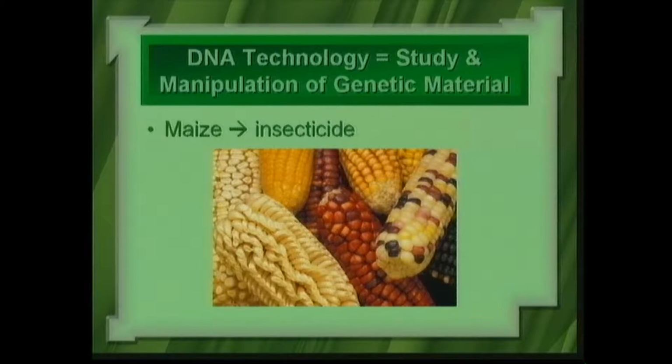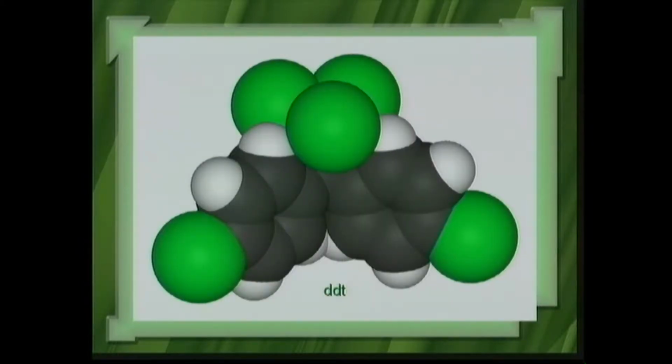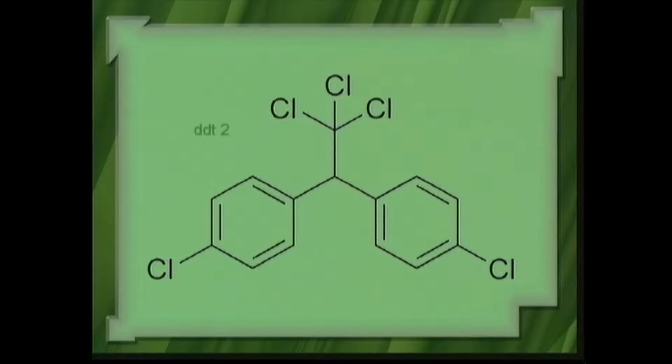Another thing too is here you have these different varieties of corn. And what you have is the production of pesticides. And here is a space-filling model of an infamous pesticide called DDT. You can see that you have these chlorine atoms here, an interesting thing. And here is a skeleton model of it. So you have these chlorine atoms.